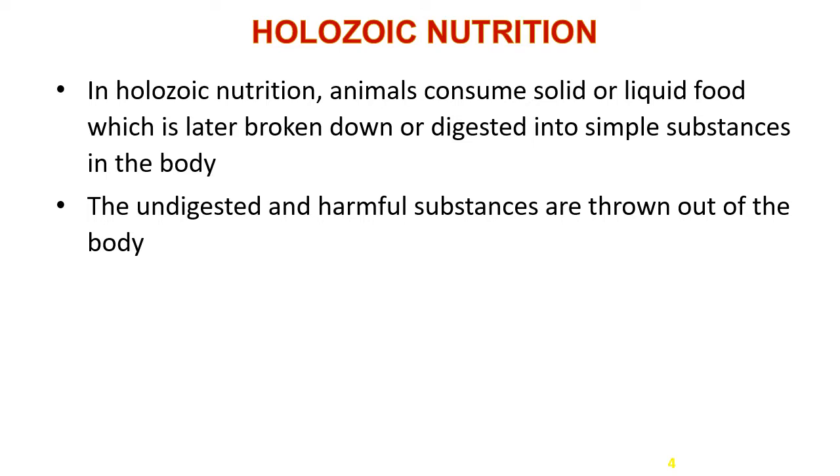In Holozoic nutrition, the animal consumes solid or liquid food, mainly by mouth, obviously, for animals that have a mouth. Many small insects don't have a mouth as such, but they also consume solid or liquid food, which is later broken down into simple substances. You know what simple substance? Sugar, because our body gets energy from that sugar. And the undigested and harmful substances are thrown out of the body. So this kind of nutrition is called Holozoic nutrition.